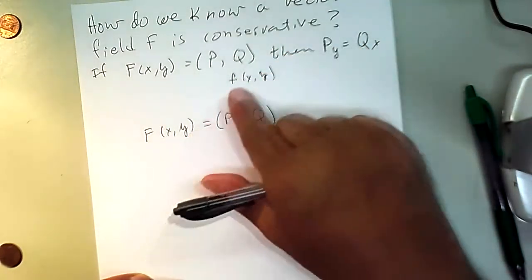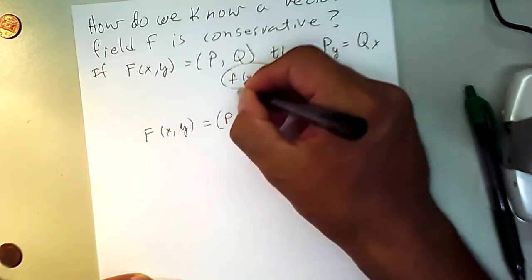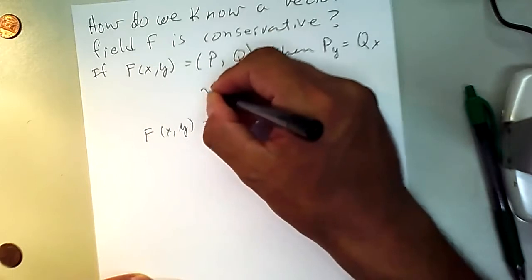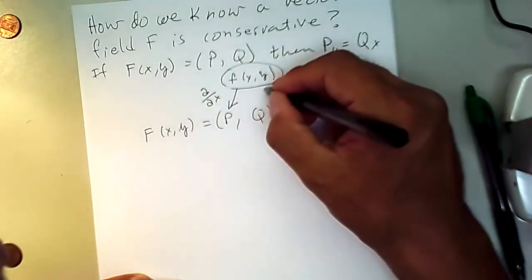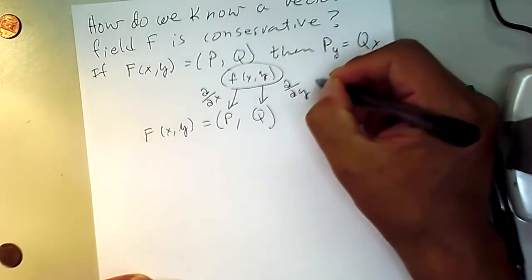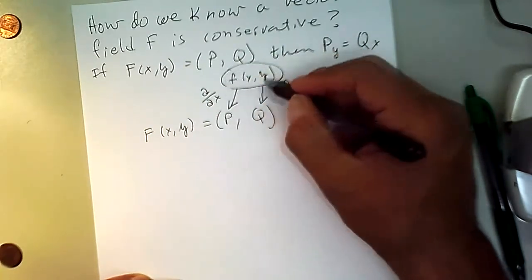So if this comes from this function, that means that p came from, I'm going to circle this because let's think of this as one unit, from taking the derivative of this f with respect to x, and the derivative of this same f to get q with respect to y. So those two come from the same one function.